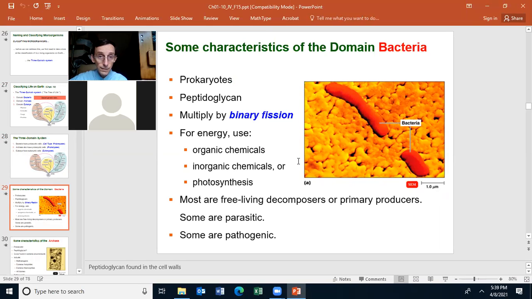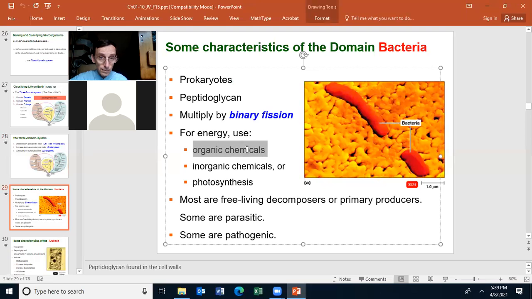The bacteria can get their energy needs in different ways. They can use an organic chemical, such as glucose, and that's what we do, using organic chemicals. But some bacteria can use inorganic chemicals, and that could be something like nitrate or sulfate or hydrogen sulfide gas. And we, of course, can't do that. And some of the bacteria can get their energy needs by photosynthesis, and that would be a photosynthetic bacteria. Any question about any of that?